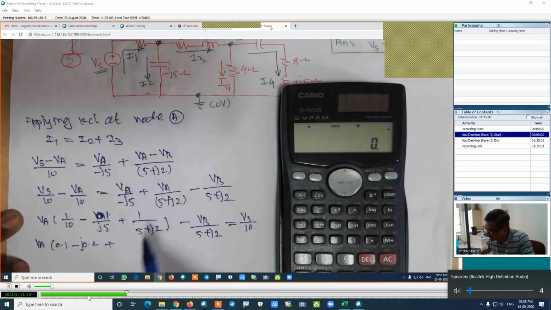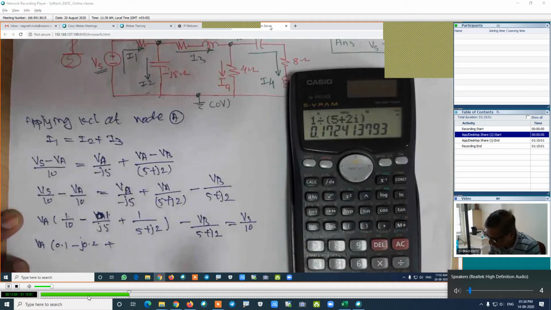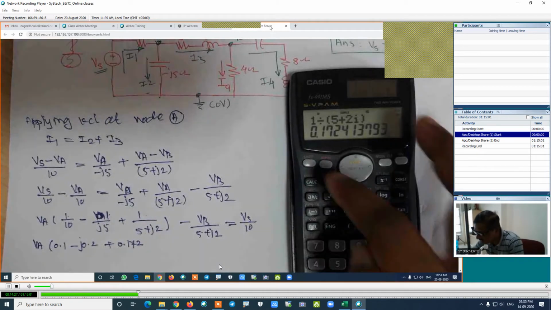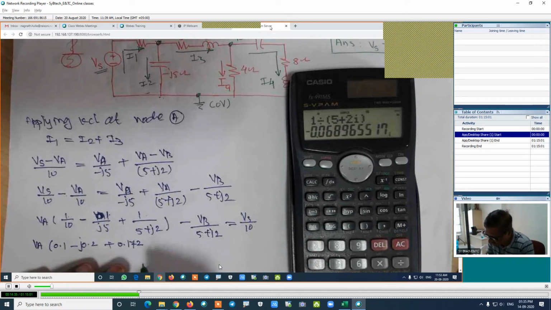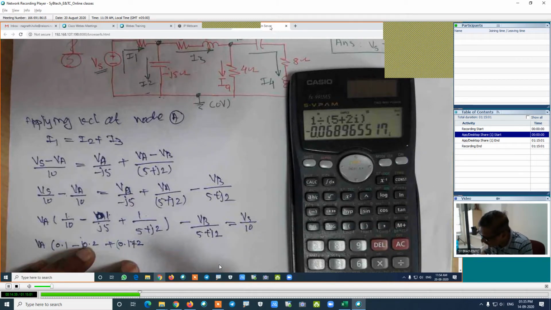If I am finding this division, in that case, it will be 1 divided by bracket start, 5 plus 2j, close the bracket, put the is equal to sign. This will be the real part, and the real part of this division is 0.172. You see here, shift and is equal to, we will get the imaginary part. I will take the engineering help. This imaginary part is minus 68.96 into 10 raised to the power of -3 j.